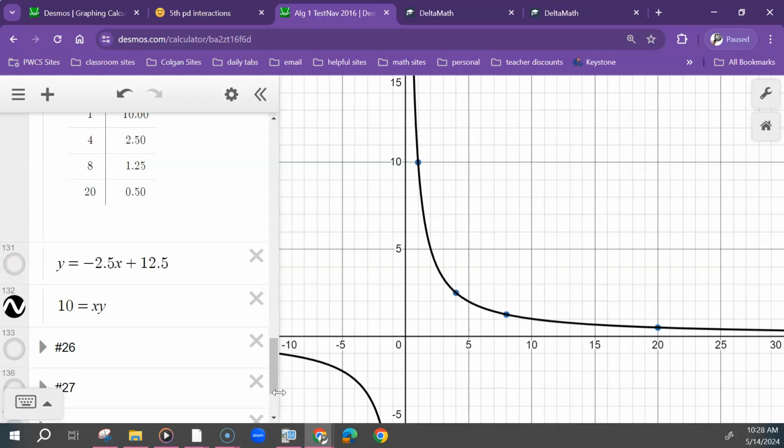I think the other one said direct. Yeah, so if it was direct, it would have to be a line. And inverse would look something more like 10 equals xy. So that's why it was also D. Other TestNav questions? That is inverse, and the direct will be a line that goes through the origin.